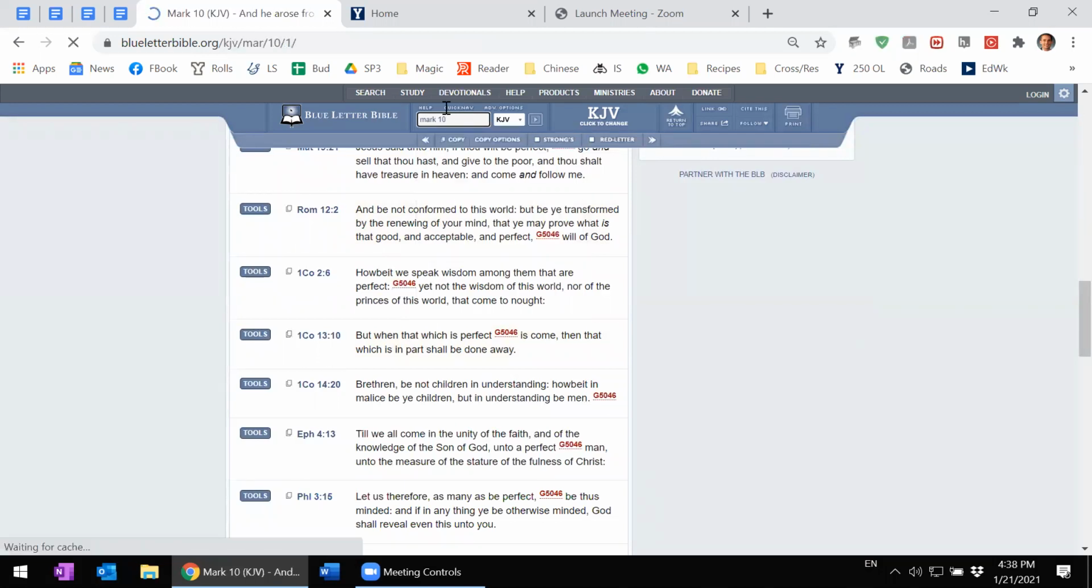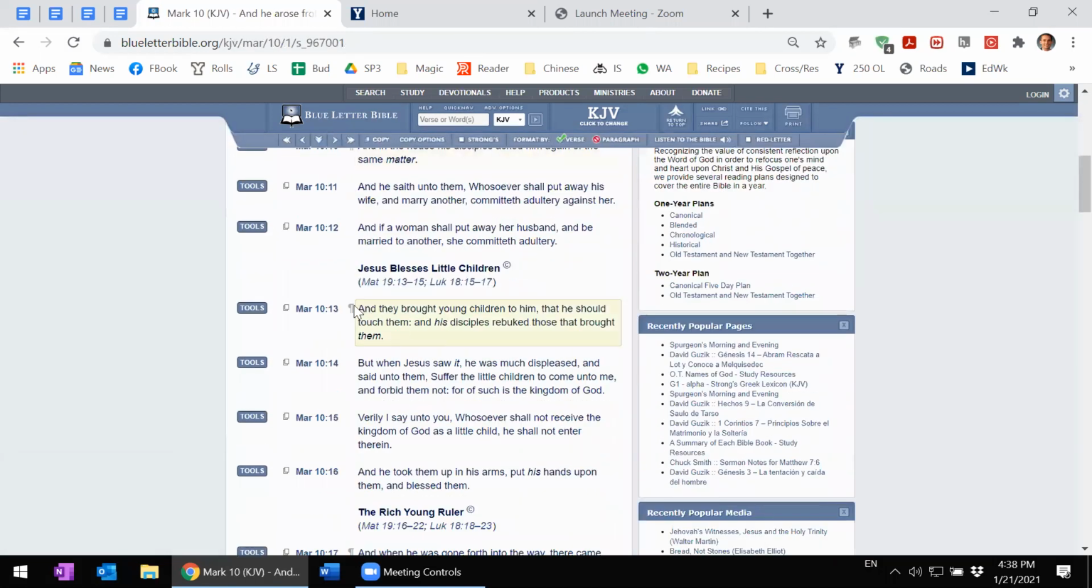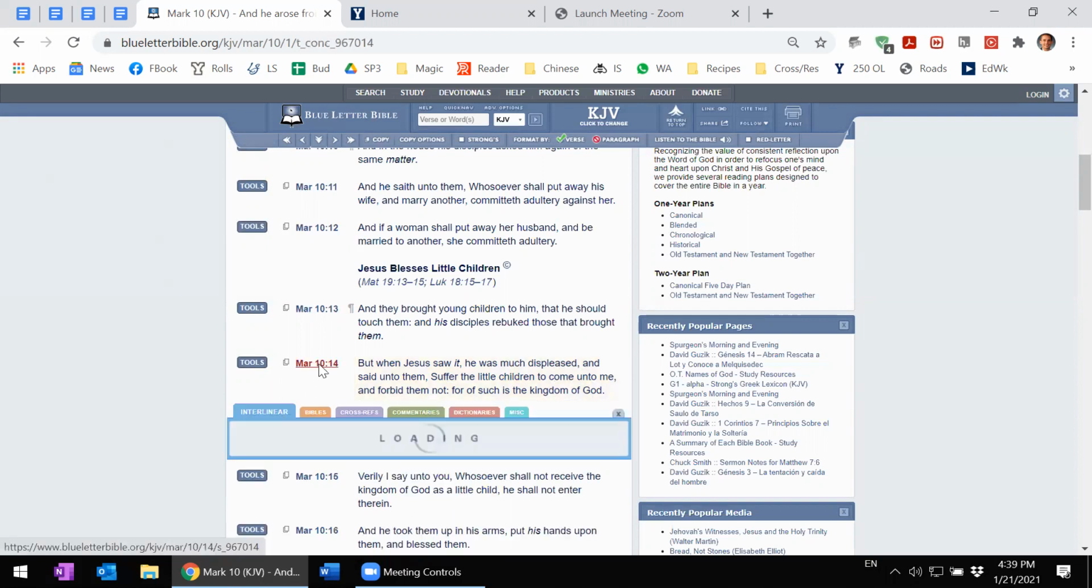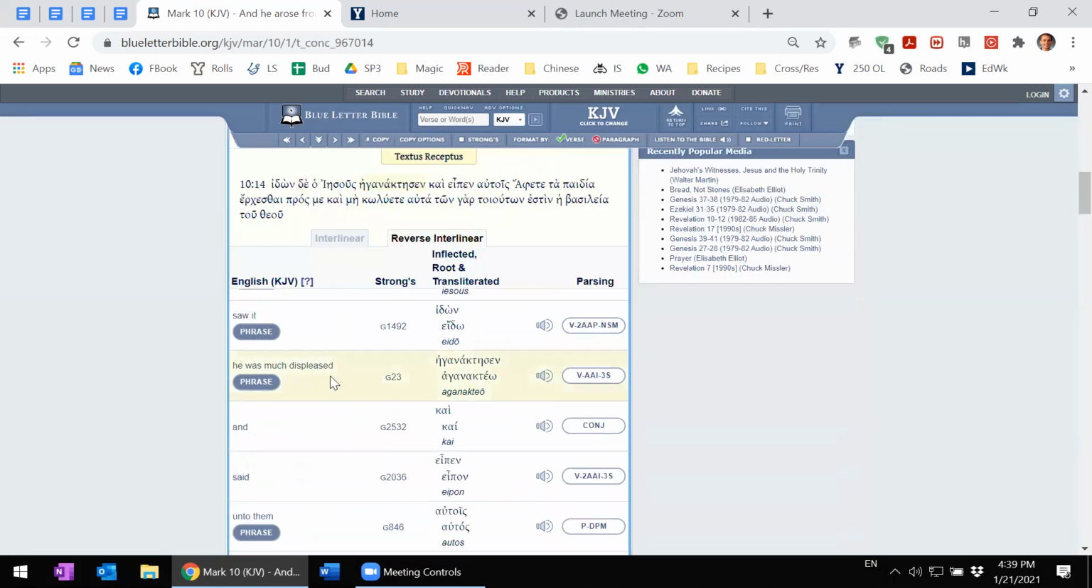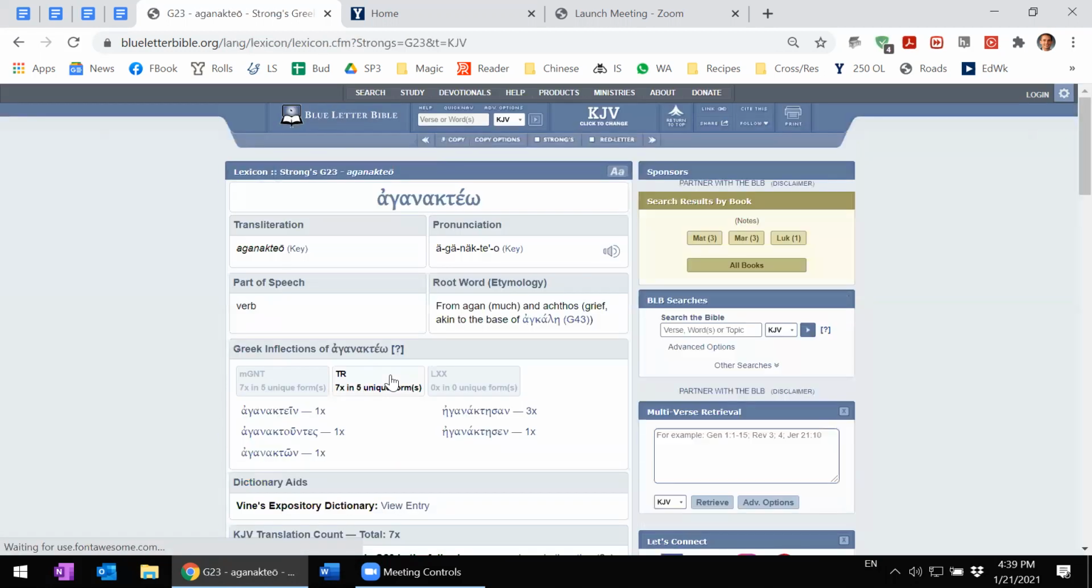Maybe we can look at just one other place where this might be interesting. Let's go to Mark chapter 10. So let's say that we're reading along Mark chapter 10, Jesus blessing the children, and they brought young children to him. They would that he should touch them, and his disciples rebuked those that brought them. But when Jesus saw it, meaning when Jesus saw the disciples rebuking the people that said, bless the little children, Jesus was much displeased and said unto them, "Suffer the little children to come unto me." So that makes me wonder, much displeased, that's kind of an unusual phrase in English. What does that mean?